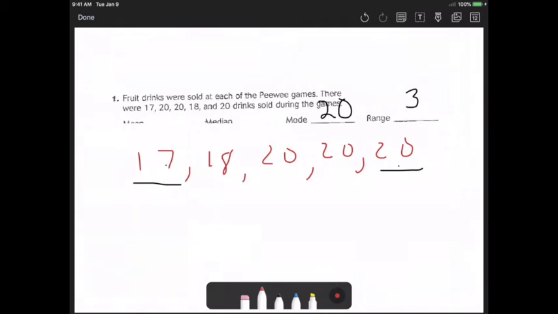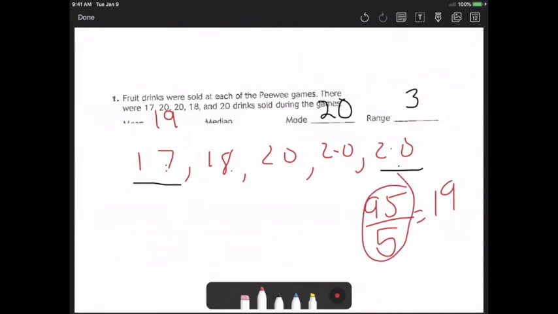So I'm going to add these up real quick. I have 17 and 18, which is 35, and I have 20, 20, and 20, which is 60, so I get 95. And I need to divide it by 1, 2, 3, 4, 5. When you do that, it's going to be 19. So our mean is 19. And sometimes the mean can be a decimal also. If it doesn't divide evenly, you're going to get a decimal.